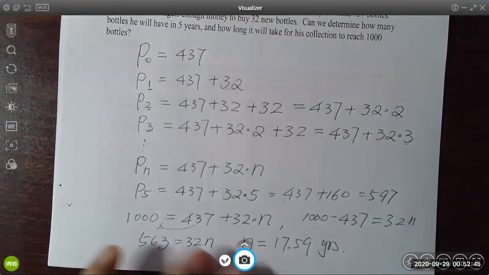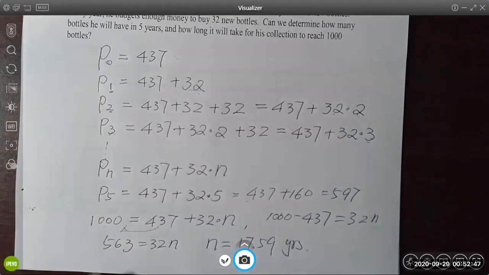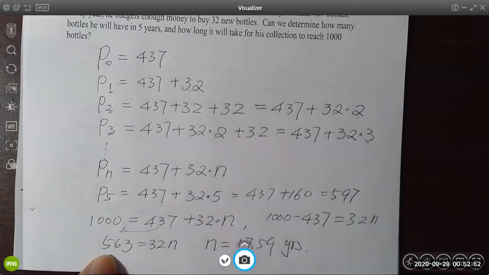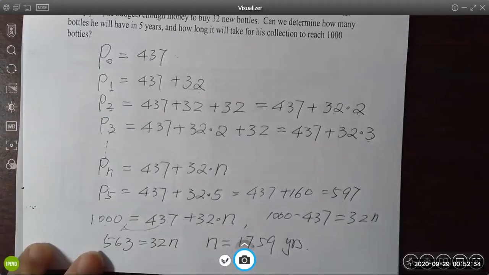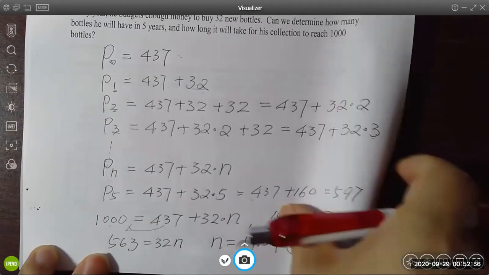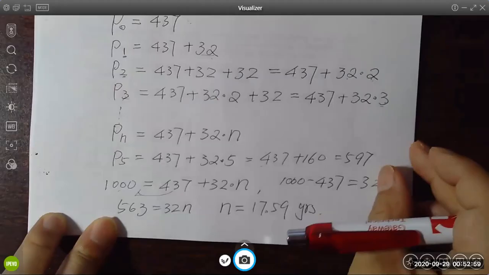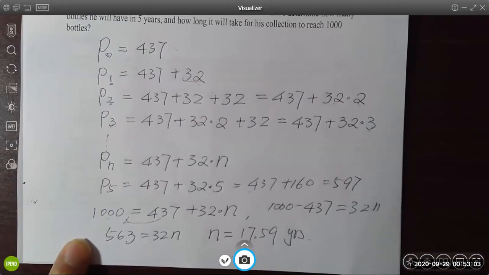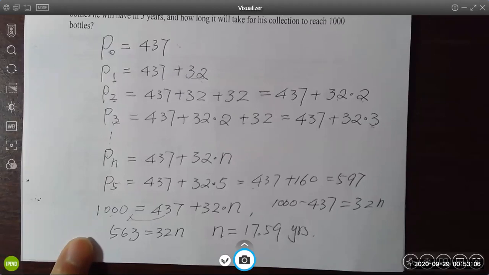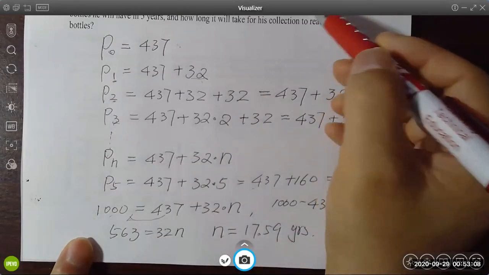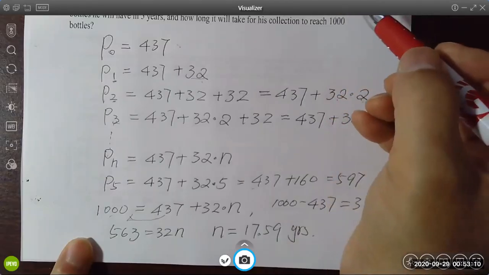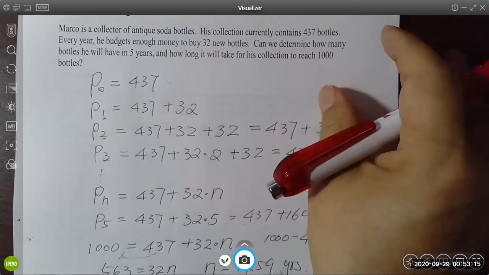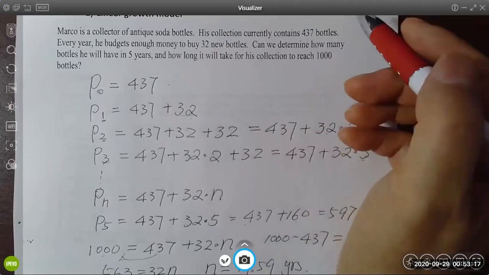Now, let's look at this closer so that we can derive that model. This is just to identify a pattern to solve this particular problem. Now, let's see how we can enhance this so that it becomes a fixed model for similar problems. For example, this guy started with 437 bottles. He could start with 500. He could start with 20. He could start with any number of bottles, is that right?